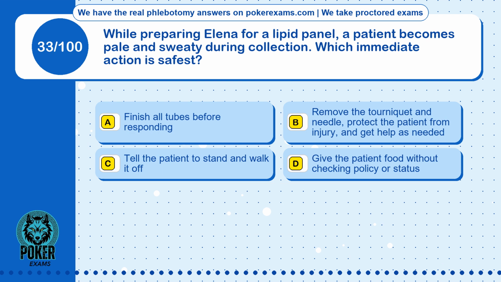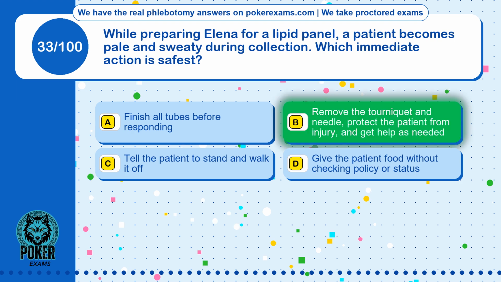Question 33. While preparing ELANA for a lipid panel, a patient becomes pale and sweaty during collection. Which immediate action is safest? Option A. Finish all tubes before responding. Option B. Remove the tourniquet and needle, protect the patient from injury, and get help as needed. Option C. Tell the patient to stand and walk it off. Option D. Give the patient food without checking policy or status.